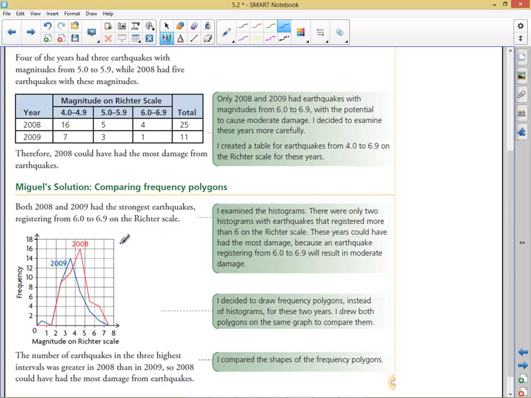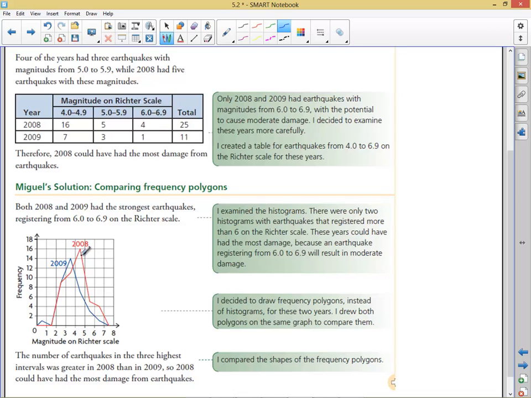Now, another option available to you is to construct a frequency polygon. Now remember, the frequency polygon, with the bins, you plot in the middle. So you wouldn't plot at 2 or 3, you plot at 2.5. And this solution here shows the number of earthquakes on the Richter scale for the years 2008 and 2009. So if I just look at the 2009 year, in the Richter scale between 3 to 3.9, there were 14 earthquakes. So again, all that data came from above in the previous table.